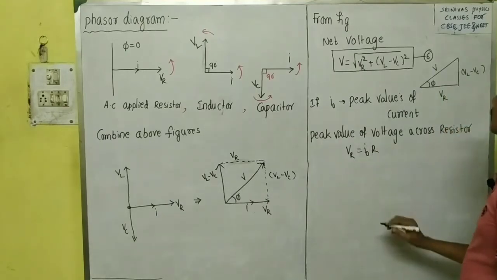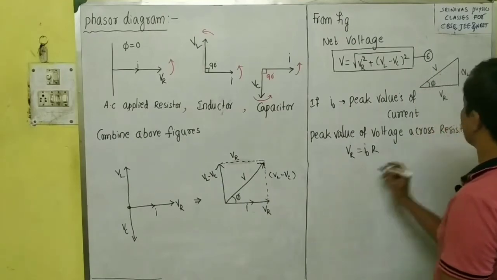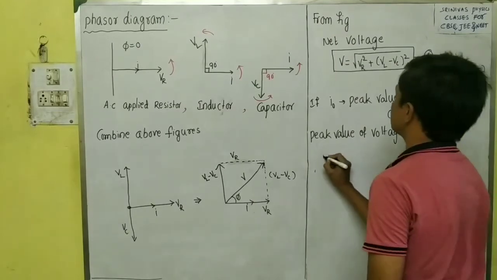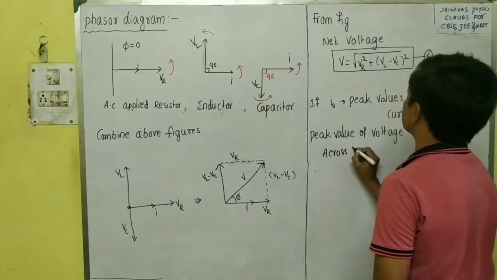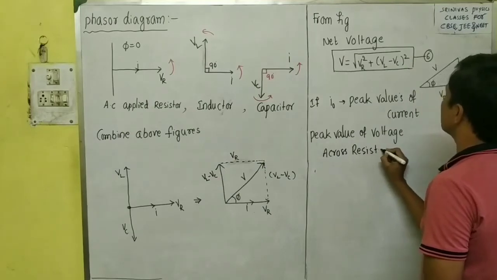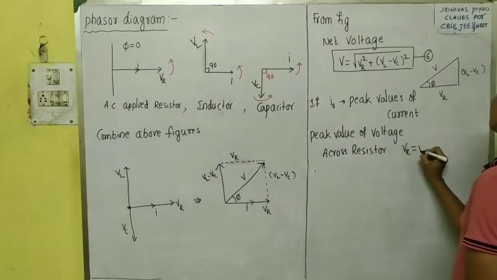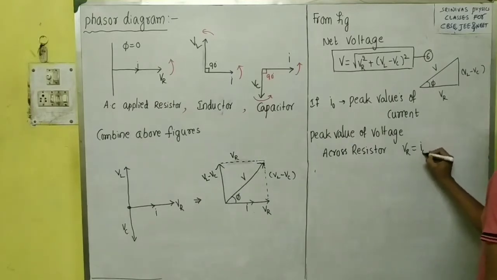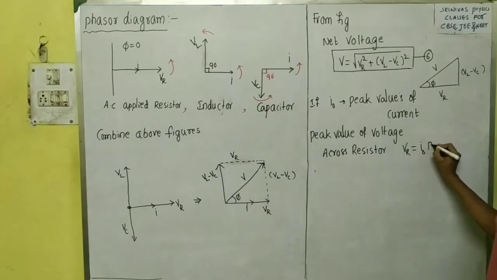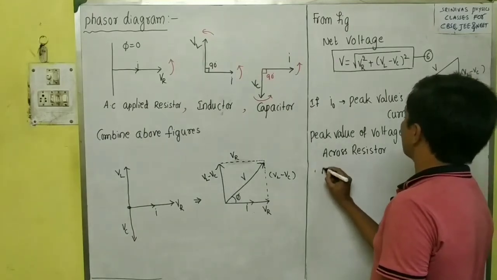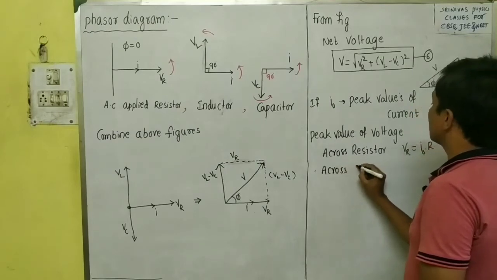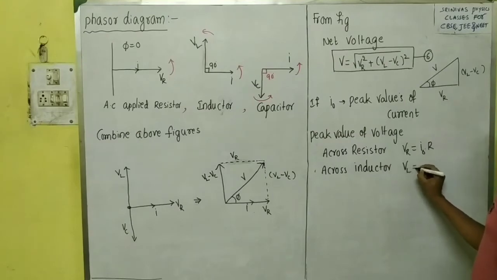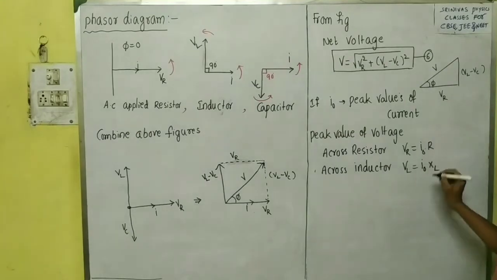This is the equation. And next I want the peak value of voltage across the inductor. This is across the resistor, right? Across the resistor what you got? That is VR is equal to, sorry, voltage means current into resistance, right? Peak value of voltage equals peak value of current into resistance. And across the inductor, what do we write? Voltage across inductance equals peak value of current into resistance of the inductor. Resistance of the inductor is XL.